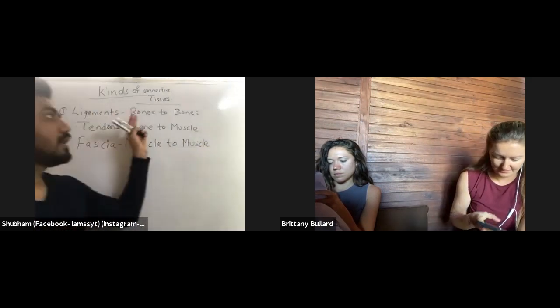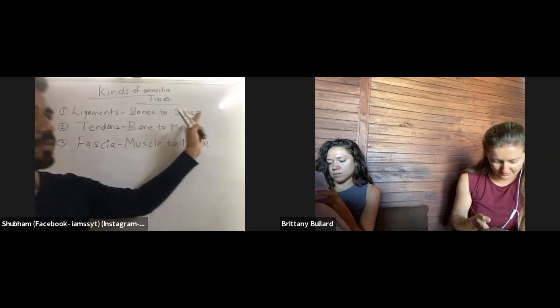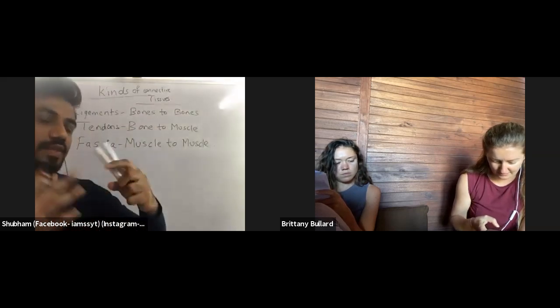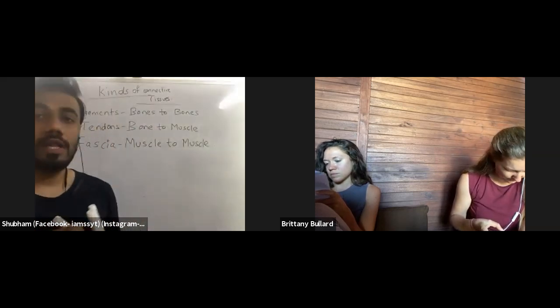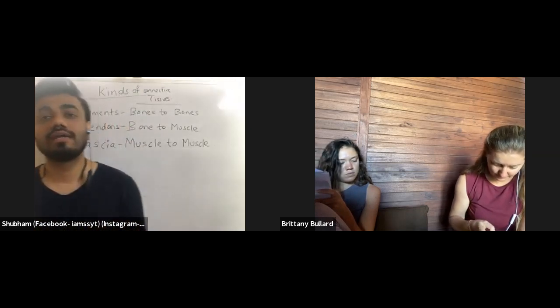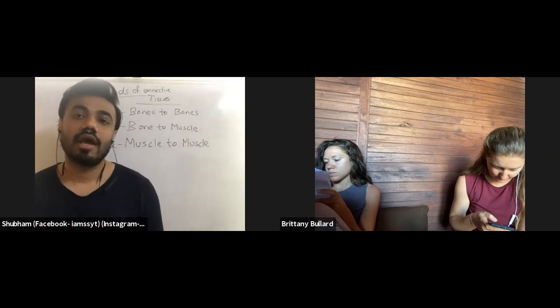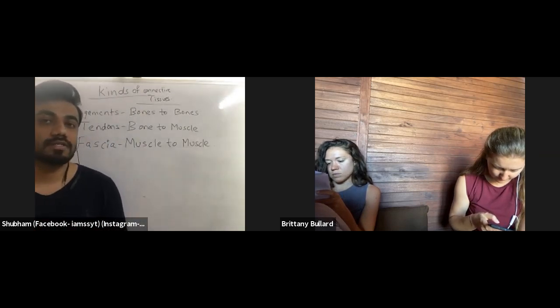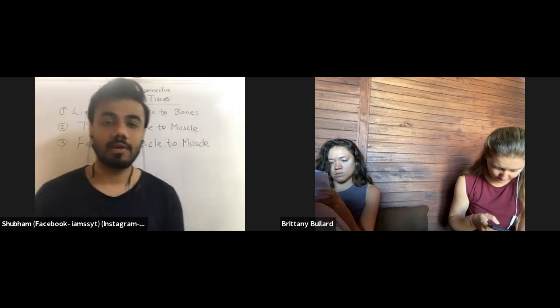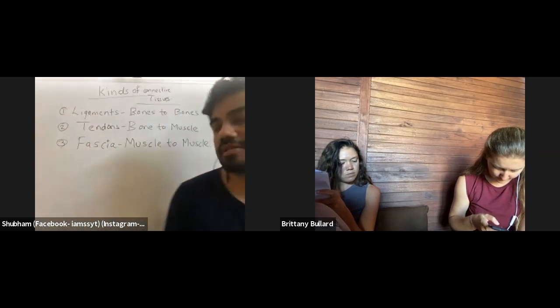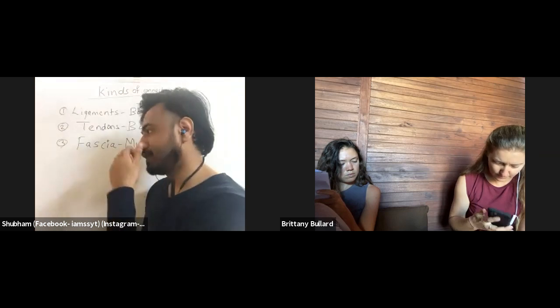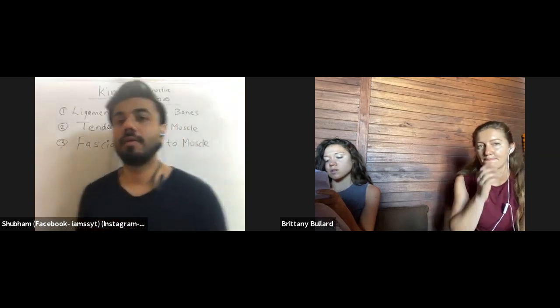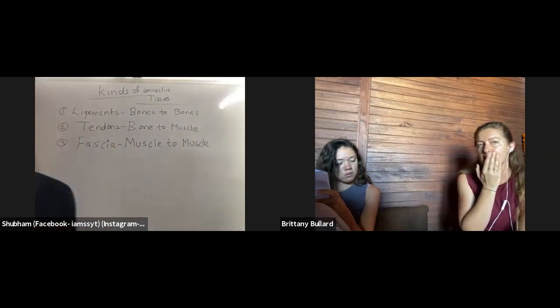So when we connect our bones to the bones directly, that is with the help of ligaments. When our bones are connected with the muscles, that is our tendons. And when our muscles are connected to another muscle, that is known as fascia. So these three are the important connective tissues.